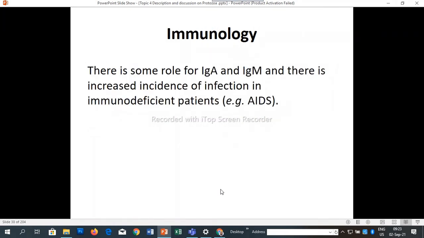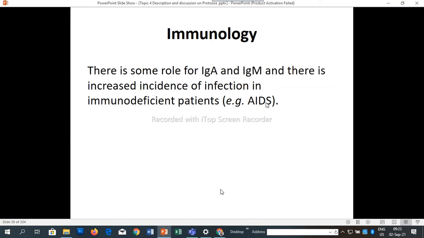There is some role of immunoglobulin class A and M, IgA and IgM, and there is increased incidence of infection in immunodeficient patients, like HIV.